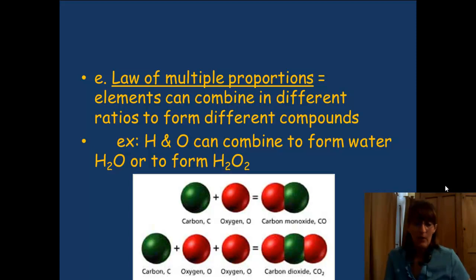And then you have carbon and oxygen, and if you have 1 carbon and 2 oxygens, you guys know the stuff that comes out of your lungs is carbon dioxide. So multiple proportions, which means that you can have the atoms combining, or the elements combining in different proportions to get different compounds.